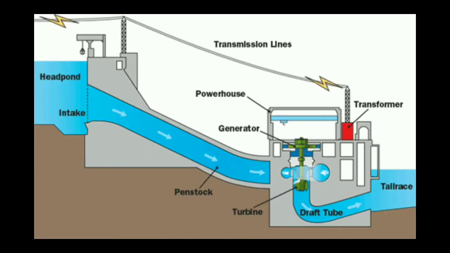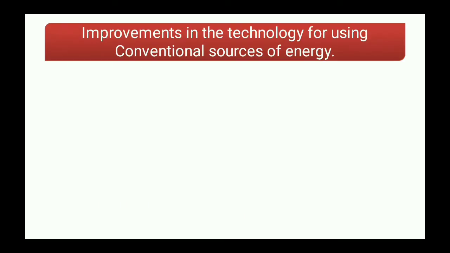So this was what we were talking about, the hydroelectric power plant. See how water is running down through the pipe and then forcing turbine to rotate. This rotating turbine, with the help of magnetic field present in the generator, produces electricity. And this is how hydroelectric power plant works. Now we will study improvements in technology for using conventional sources of energy.